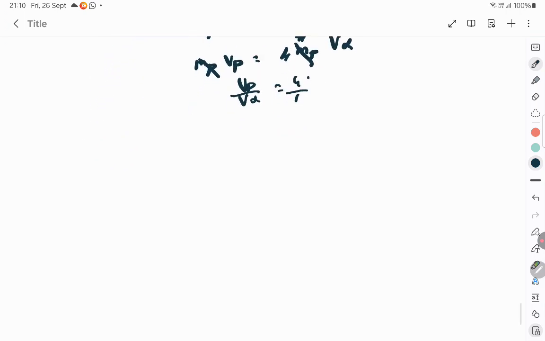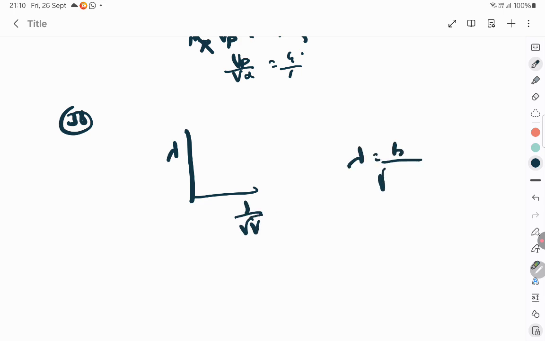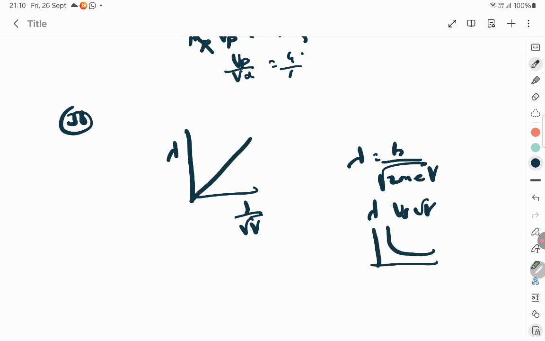So there's one more question, which is problem number 38. Plot a graph between lambda and 1 by root V. You know, lambda is equal to h by root of 2mEV, which shows that it's inversely proportional to root V. But if they ask you lambda versus root V, you can do this. But this is 1 by root V, therefore it is linearly proportional.